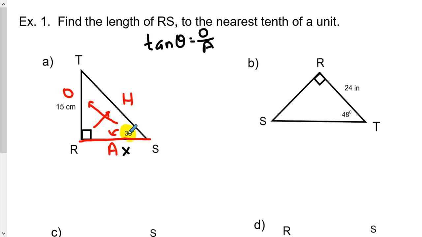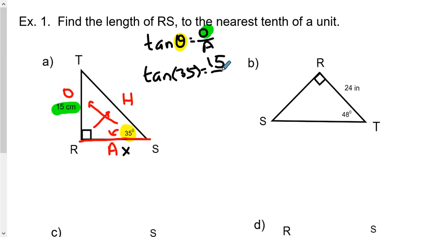I have my angle of 35 degrees. That's going to go inside that tangent function, right? I'm taking the tangent of 35 degrees. I'm saying, how do these two side lengths compare when I have a 35-degree angle? And then I'm going to fill in my opposite. So this time my opposite length, I know the value, it's 15.